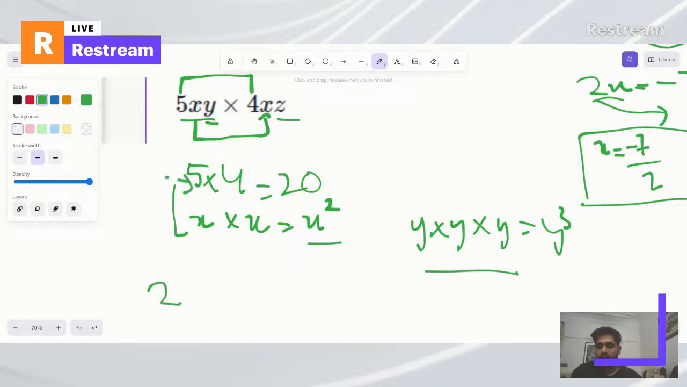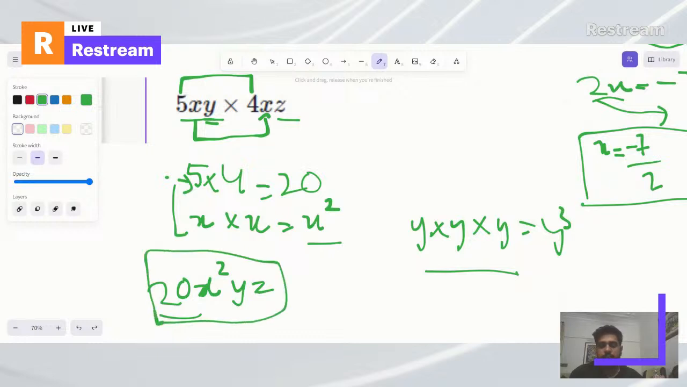So what we're gonna write, we're gonna write 20. Now we don't need to write the multiply sign when we're writing variables, because it's understood that if we're writing a constant with a variable, that means that it's already being multiplied. All right, so 20x squared multiplied by this y which was left, multiplied by z. So this is gonna be our simplified answer. Do you guys understand this, or is there any question? If there's any question, then please tell me.